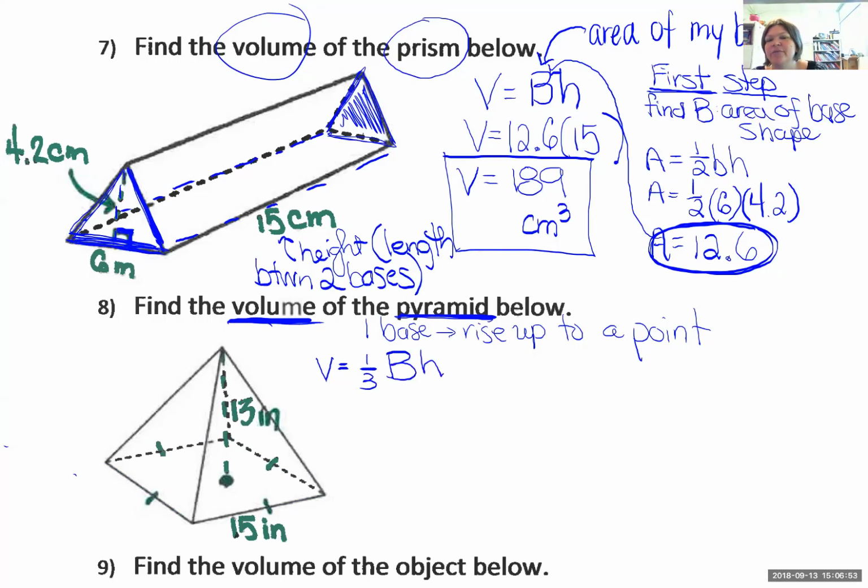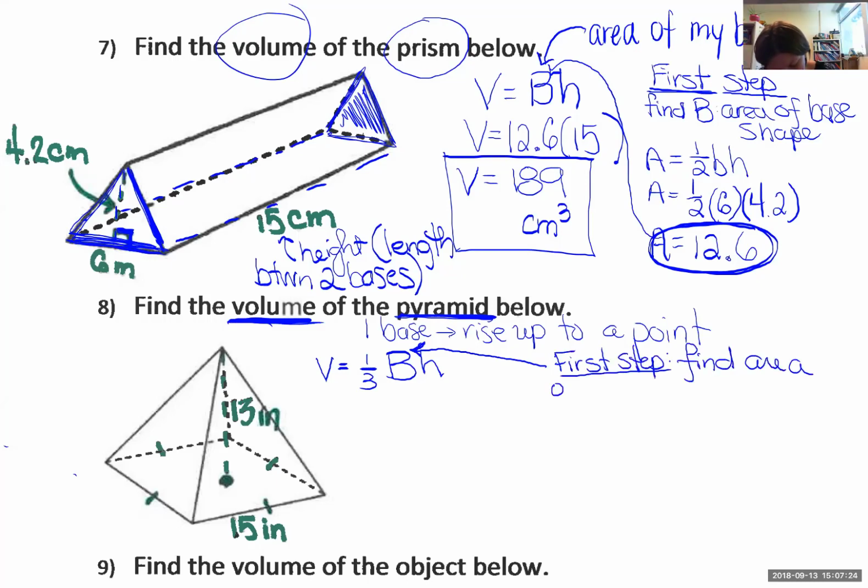Almost like the last formula, but only a third of it, which makes sense, because if I'm pulling up to a point, instead of going straight up, I'm going to cut off a lot of that volume. Okay, so it's a third of the area of the base shape times the height. So once again, when you see that capital B, that needs to be your signal. I've got another step to do. My first step is find the area of the base shape.